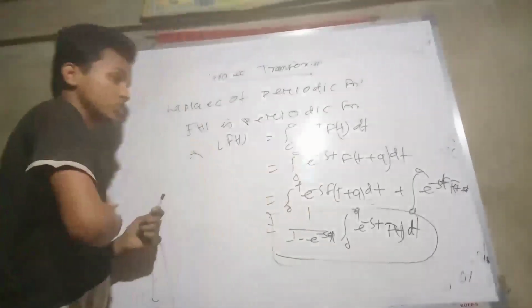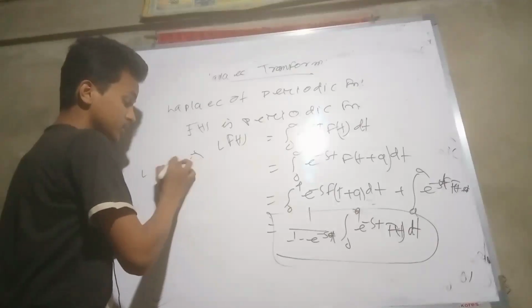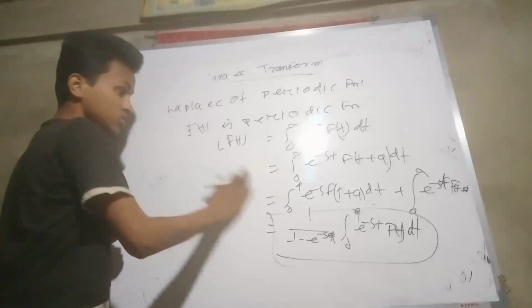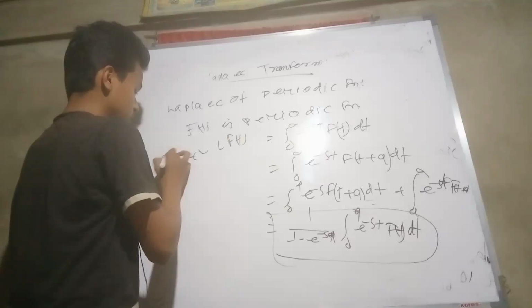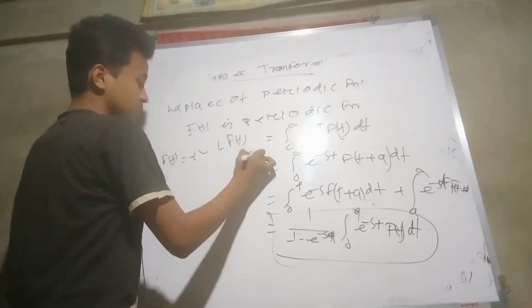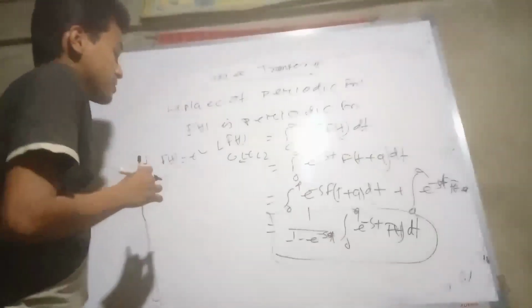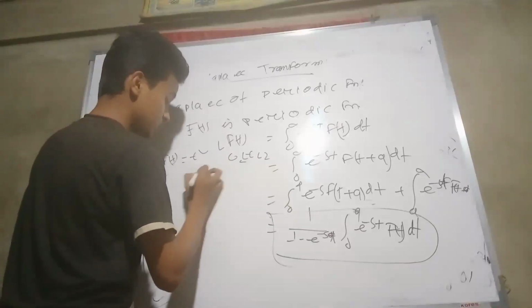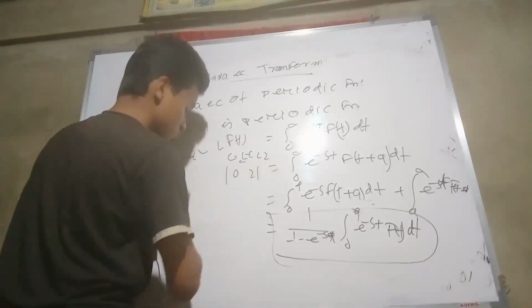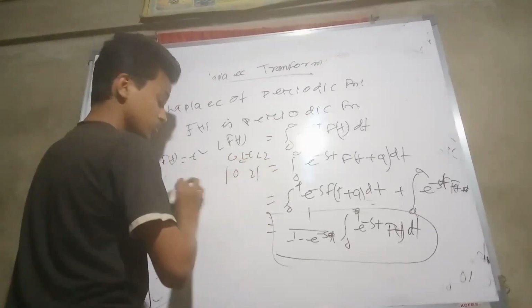Find the Laplace transform of a periodic function. Find the Laplace transform of f(t) = t square, where t is greater than 0 and less than 2. I am giving this to you, you have to do it. So that is what you have to find. Here we have an interval that is 0 to 2.